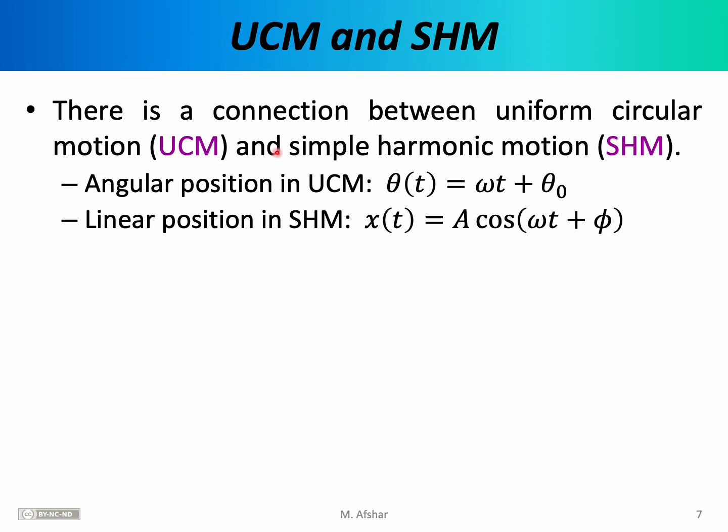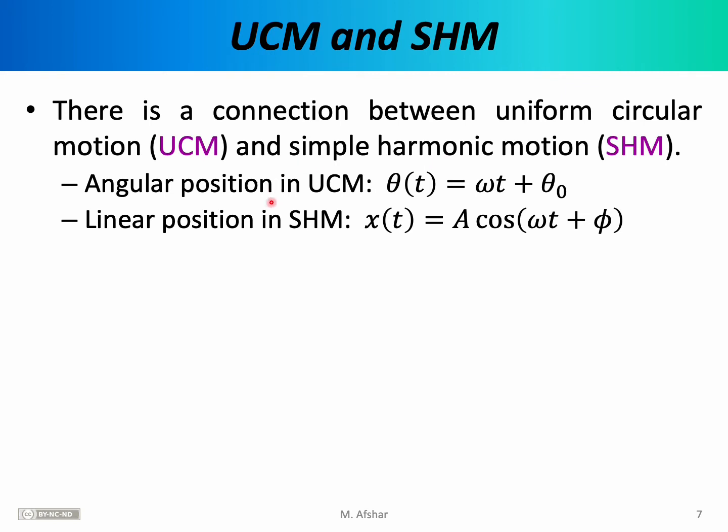Another reason why simple harmonic motion is important is because it is connected to uniform circular motion. Recall from your mechanics course that uniform circular motion is the motion of an object along a circular path with a constant speed. Simple harmonic motion, as we have just learned, is essentially the motion of an object along a straight line in an oscillatory or periodic fashion according to a cosine function or a sine function. It turns out these two types of motion are intimately connected.